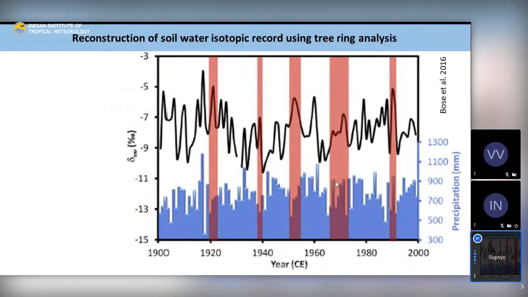So that means during the deficient rainfall years, the isotopic composition of soil water was enriched, which has been reflected or recorded in the isotopic composition of the cellulose. So this is an example of how the isotopic composition of tree rings could be used to reconstruct the past soil water condition.